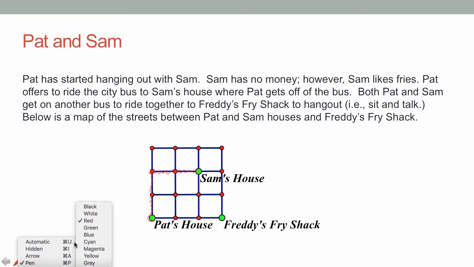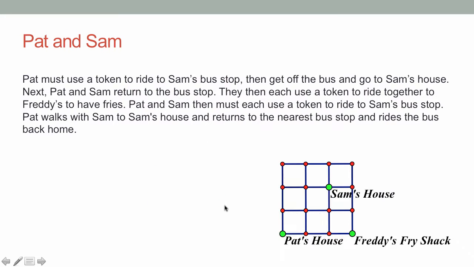So let's switch colors. We're on a different bus, and hop on the blue bus. From Sam's house, take the bus, and they end up at Freddy's Fry Shack. There they're going to hang out, right? They're going to sit, talk, laugh, do all that kind of stuff. Below is a map of the streets between Pat and Sam's houses and Freddy's Fry Shack. So bus ride there, bus ride there.